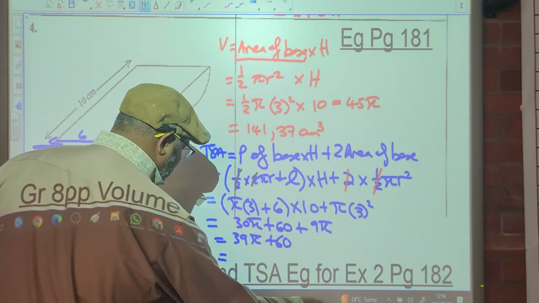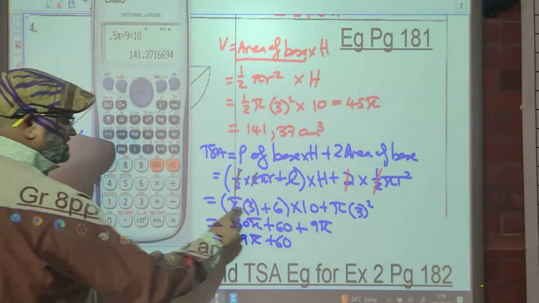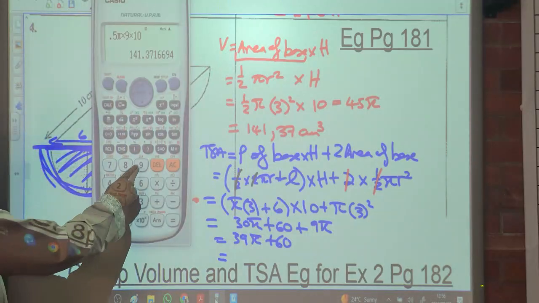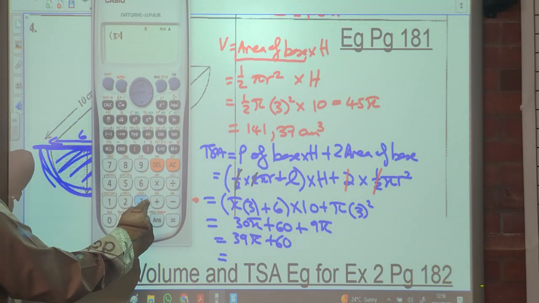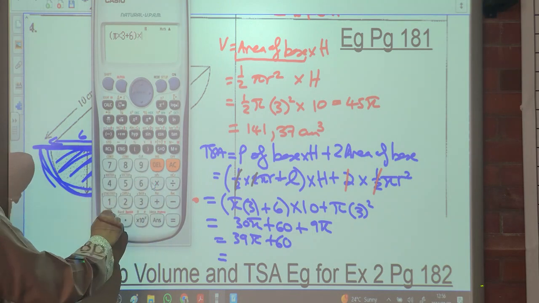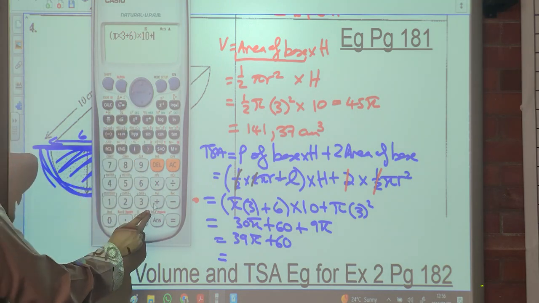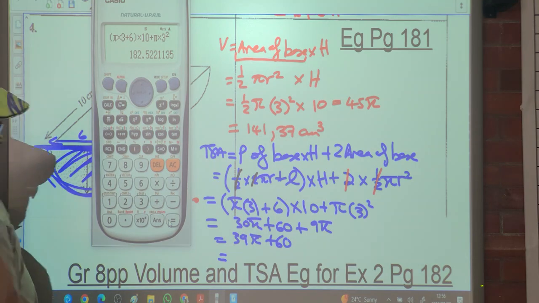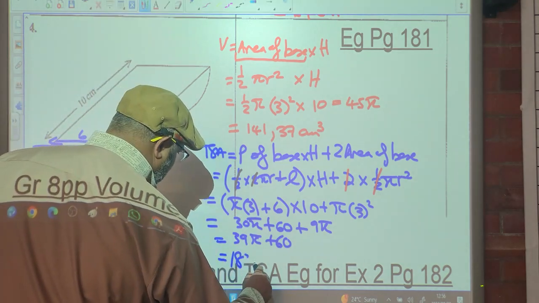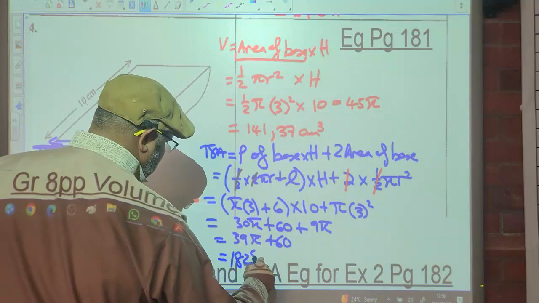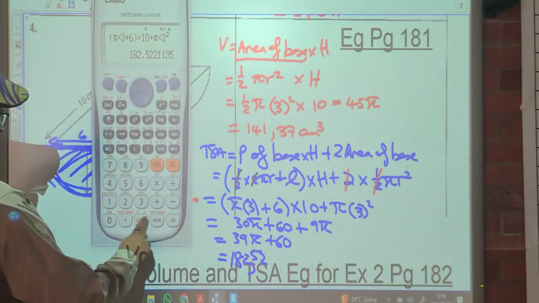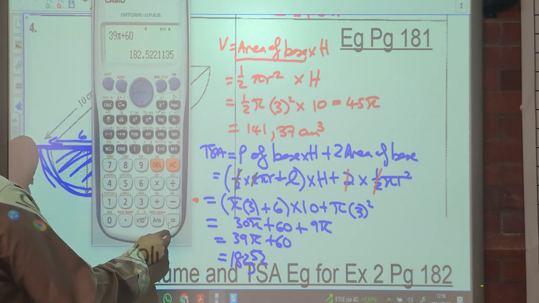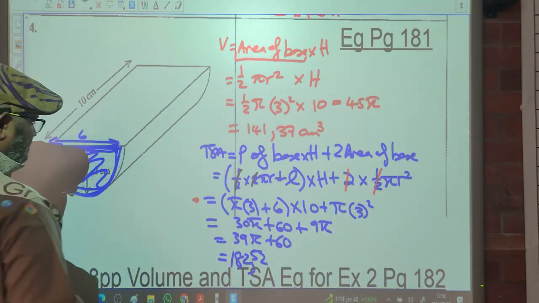which in turn gives us an answer. Now again, people, I could have punched this whole thing in the calculator here. At this point already, you would have gotten full marks. So it's going to be pi times 3 plus 6 times 10 plus pi times 3 squared. It's 182, is that correct? Yes, sir. 182,52. Otherwise you got 39 pi plus 60. Also gives you 182,52 centimeters squared.